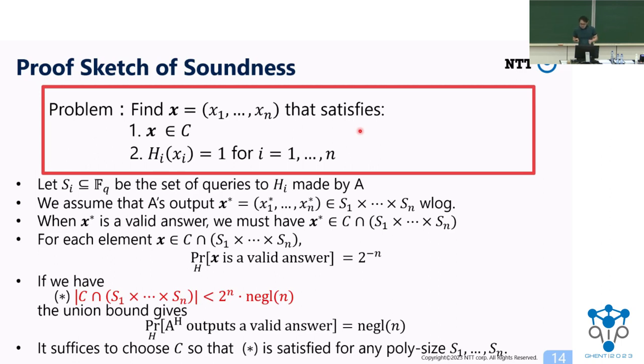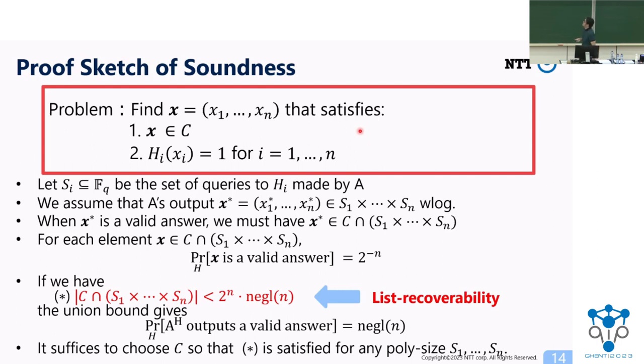Interestingly, we found that this property is just a special case of some well-studied property called list recoverability in classical error correcting codes. So if we assume that C satisfies some sort of list recoverability under some parameters, then we automatically have this property. And so the soundness holds.